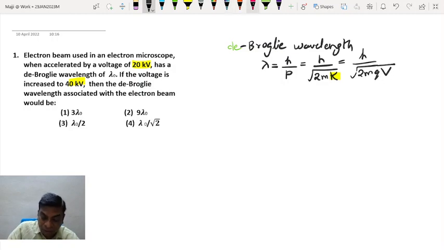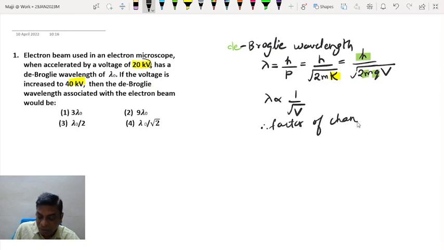Is it? So here you can see that h remains constant, mass remains constant, and charge remains constant, because after all it is the same electron which is being accelerated in the two cases. The only change is in voltage. So I can write here lambda varies inversely as the square root of accelerating voltage. Okay, so now let us find the factor of change. See students, the way I am solving, you are also supposed to solve in the same manner. I am calculating the factor of change.